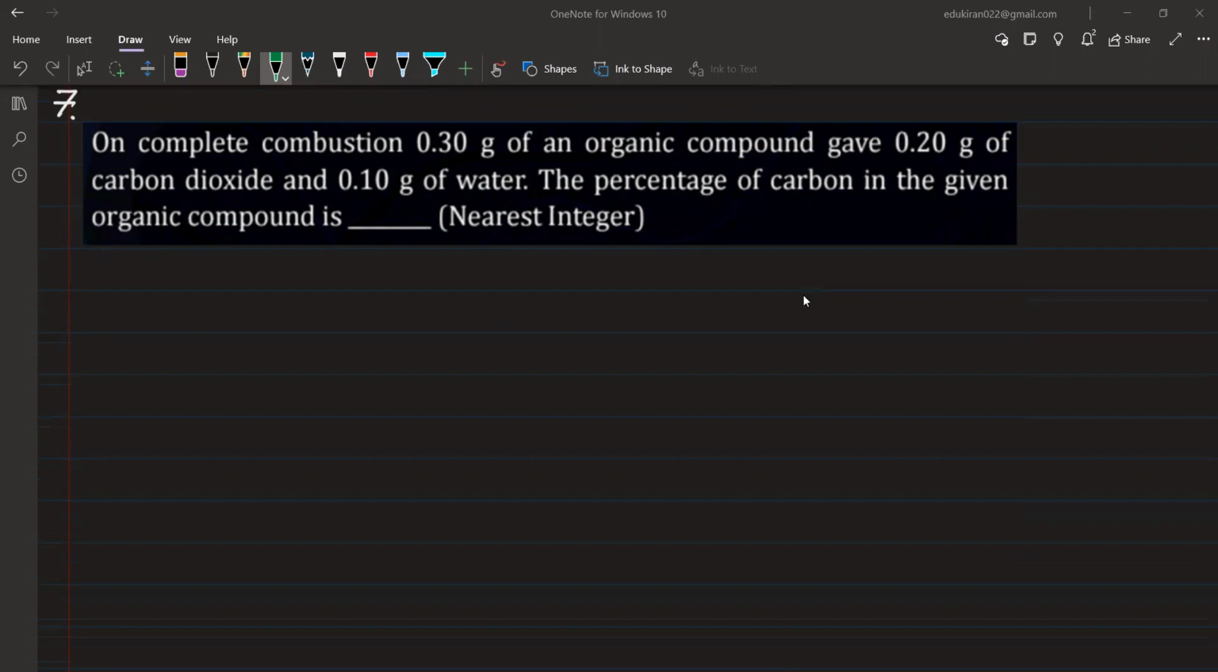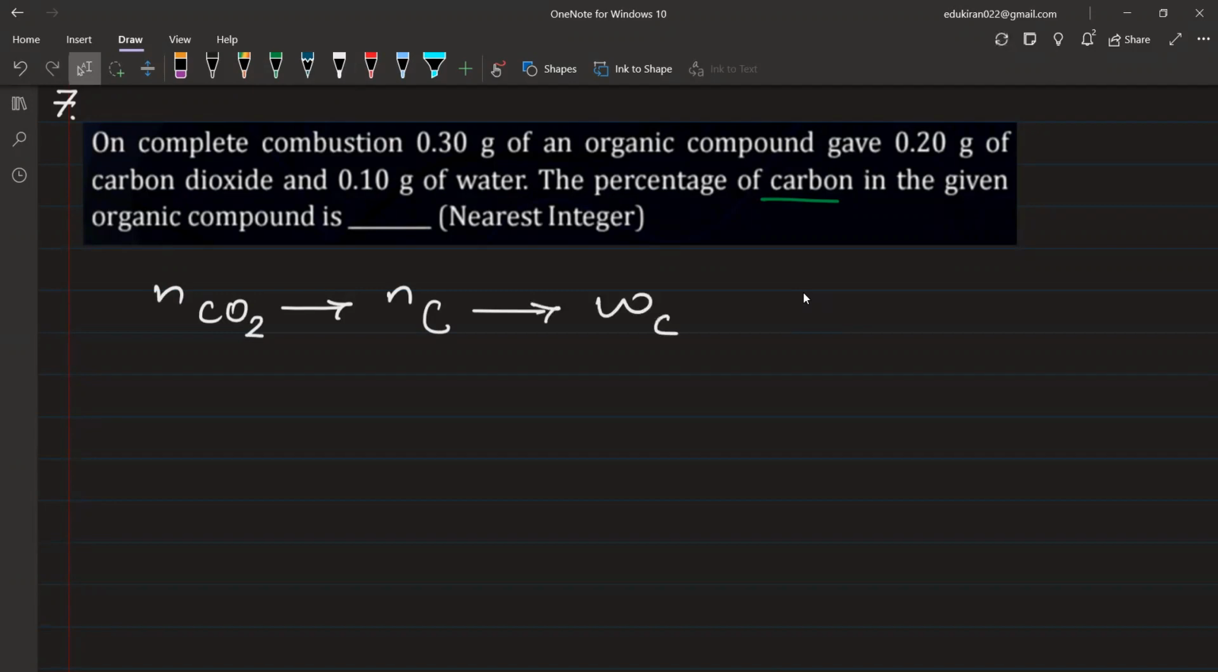देखिए वही करना है आपको, कार्बन डाइऑक्साइड से परसेंटेज ऑफ कार्बन निकालना. So we'll start with carbon dioxide. We'll calculate the number of moles of carbon dioxide. ठीक है. From number of moles of carbon dioxide you will get number of moles of carbon. जो भी number of moles of carbon dioxide होगा वही आपका number of moles of carbon होगा. यहाँ से आपको निकालना है mass of carbon. And यहाँ से percentage of carbon.